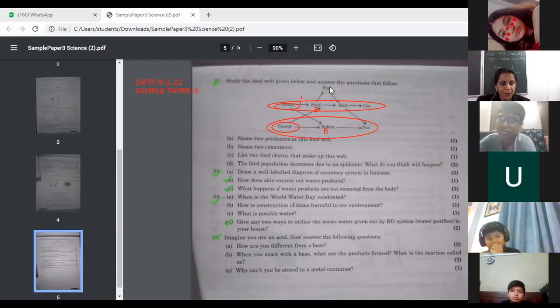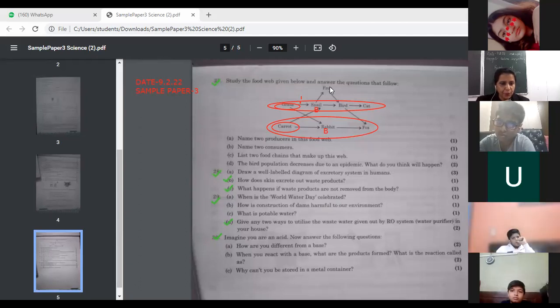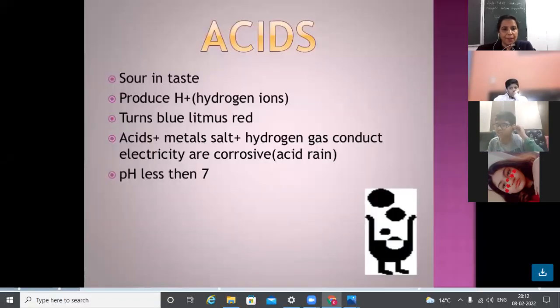Okay, children, with this we have completed our sample paper 3. Now we will continue with the revision of chapters which are in the syllabus. We'll start from chapter number 5. Each one of you please open your books to chapter number 5. Let's continue with chapter number 5, children. Tomorrow I will be taking the test of this chapter, and I will share the worksheet with you.